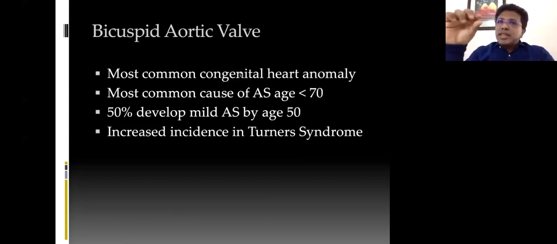And we have also seen that the left coronary artery, predominantly the LMCA, happens to be a little shorter in about 50% of cases. So bicuspid aortic valve can produce severe aortic stenosis. It can progress with age. It can also produce aortic regurgitation.